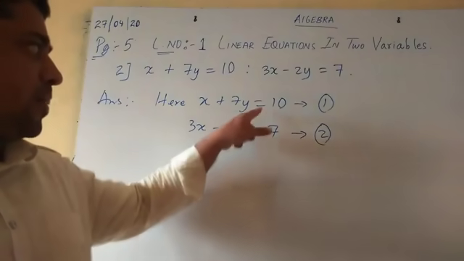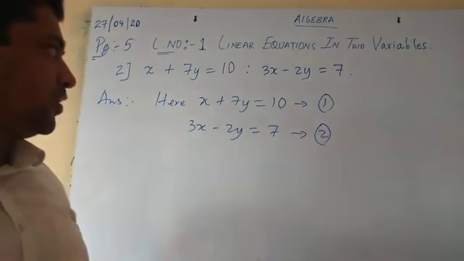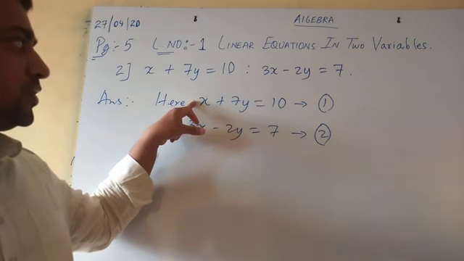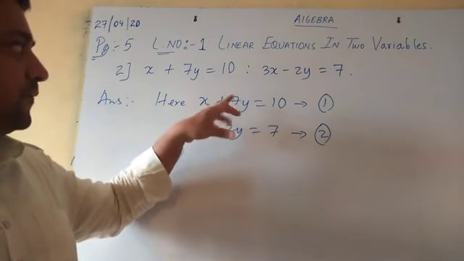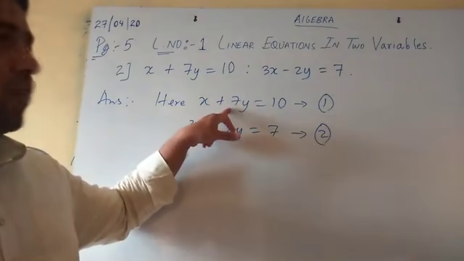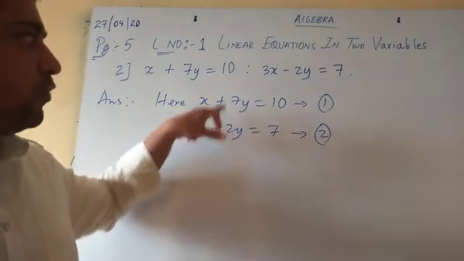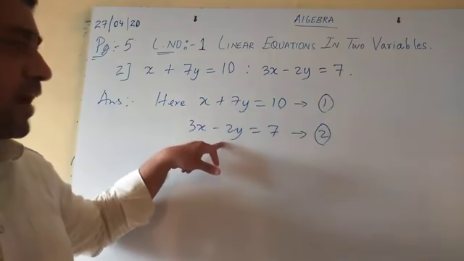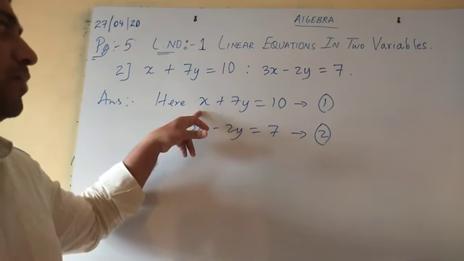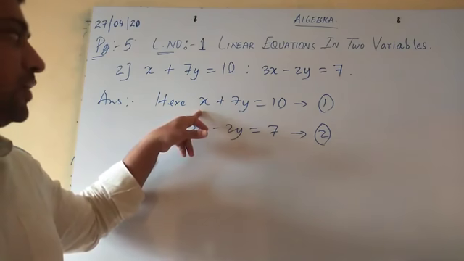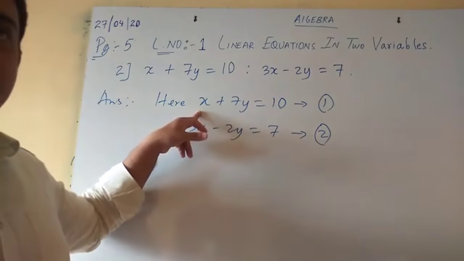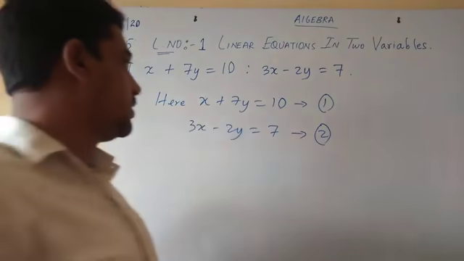So here I'll take the first option. I'll multiply equation 1 by 3. Why? Because then I don't have to multiply both equations. To eliminate y, I would have to multiply both equations, this by 2 and this by 7. So I'll take the better option. I'll multiply equation 1 by 3 so that I have to multiply only one equation. Shall I proceed? I hope you understood.